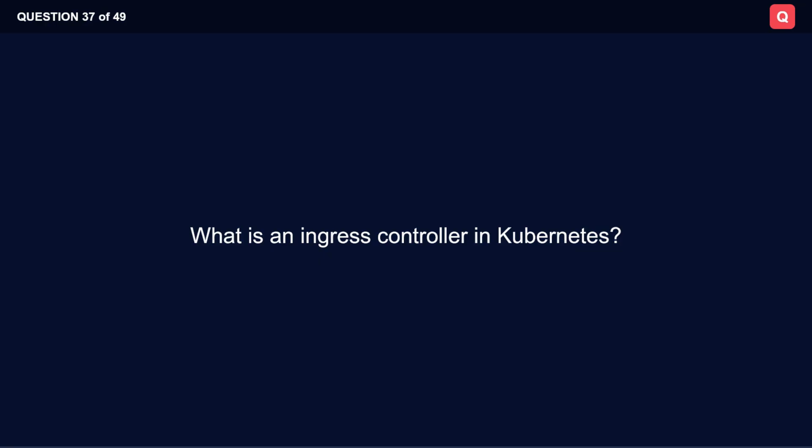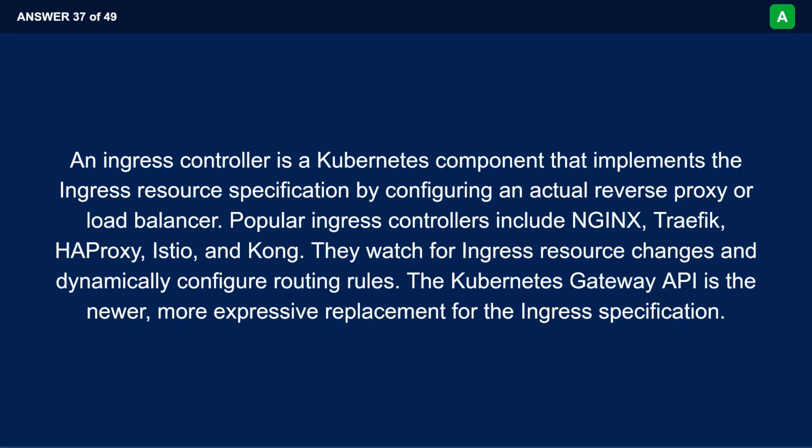What is an ingress controller in Kubernetes? An ingress controller is a Kubernetes component that implements the ingress resource specification by configuring an actual reverse proxy or load balancer. Popular ingress controllers include NGINX, Traefik, HAProxy, Istio, and Kong. They watch for ingress resource changes and dynamically configure routing rules. The Kubernetes Gateway API is the newer, more expressive replacement for the ingress specification.